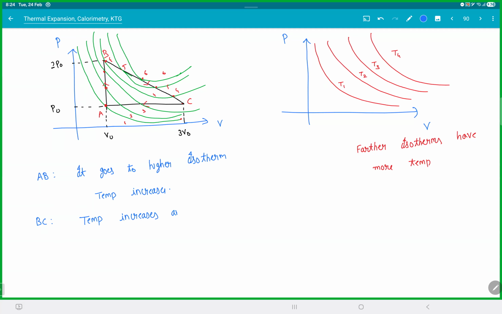And this will also tell you something. So in this entire process, which point has the highest temperature? Point 6, isn't it? So the process BC will contain the maximum temperature. We need to find that. When you're going from C to A, you can clearly see again you're going from 3 to 1. You're going to the lower isotherms.